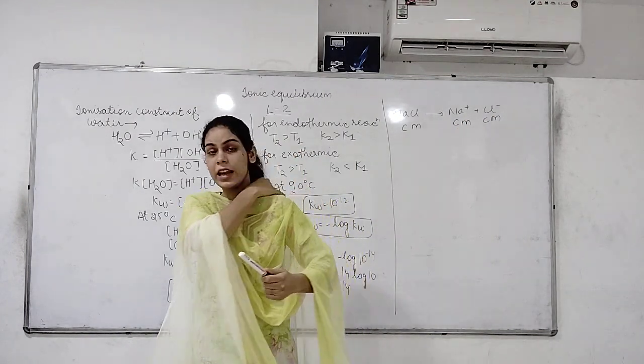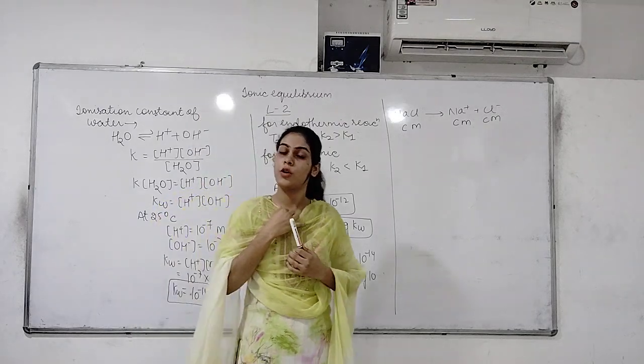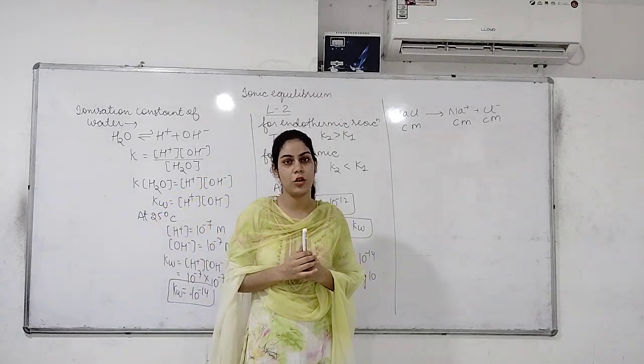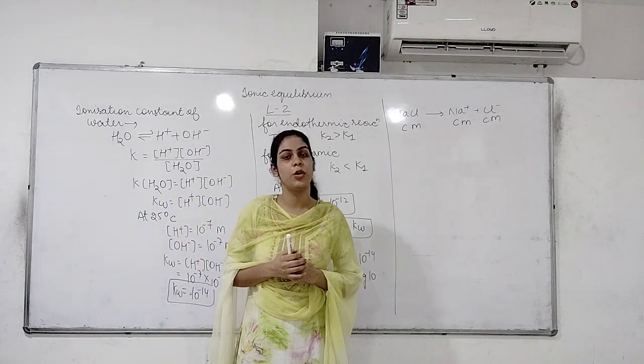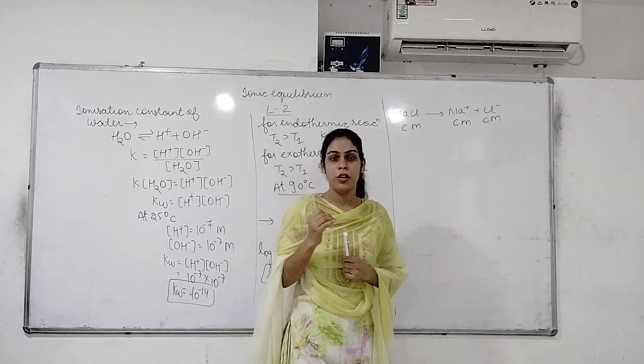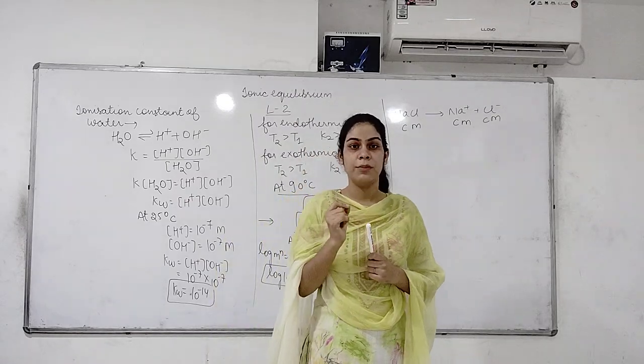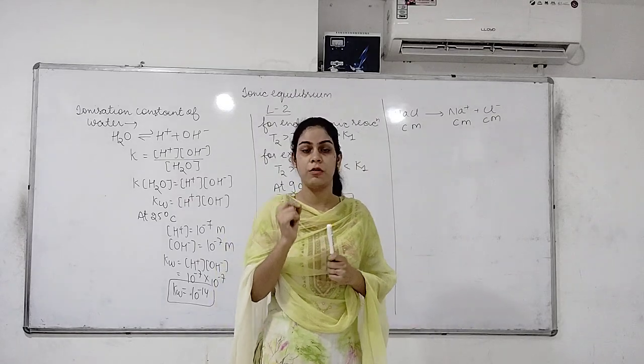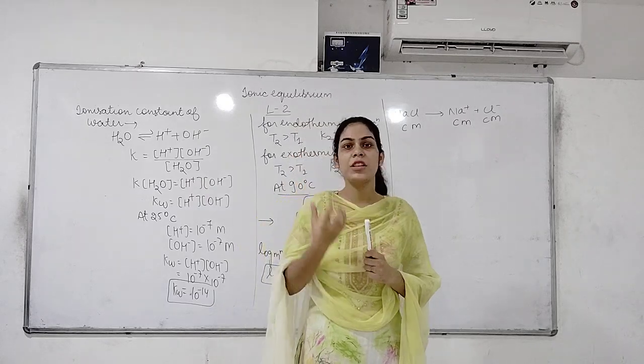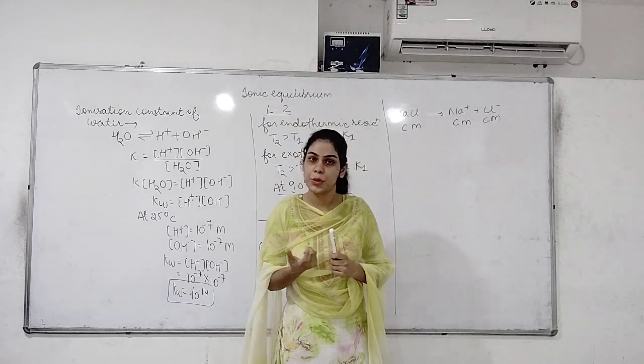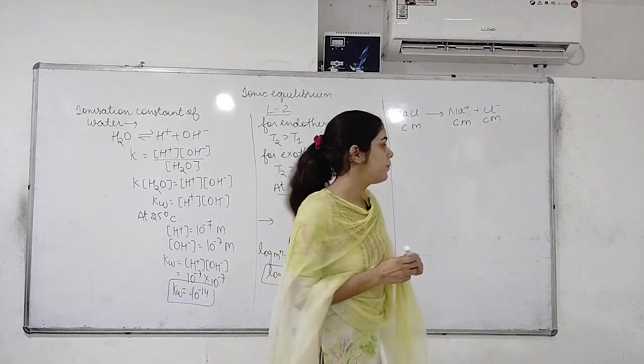But in case of a weak electrolyte, the concentrations of ions are not equal to the concentration of electrolyte since they do not undergo complete dissociation. So we should know about a term, that is degree of dissociation, which shows how much amount of an electrolyte has been dissociated in a solution.